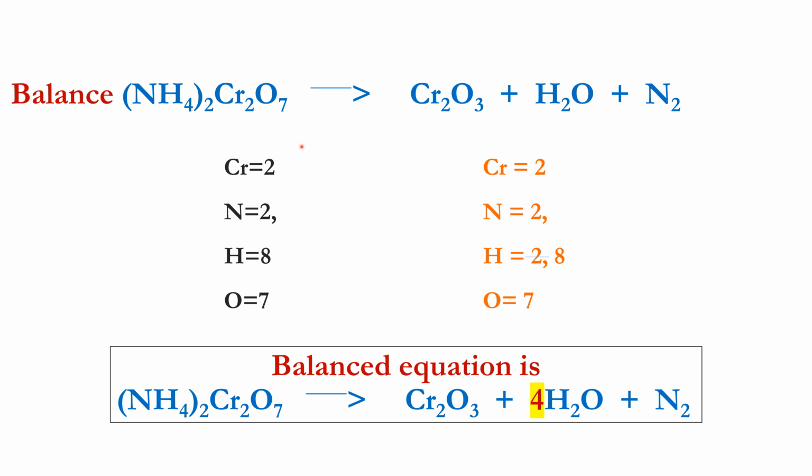So the next and the last one then is oxygen. How many oxygens do we have here? 7. But here we will have 3 here. Because we have already added 4 here, it will then be 7. So oxygen is also balanced. So then the balanced equation is this. So this is how to balance a chemical equation. You balance first the metal, then you go to the non-metal, then you balance hydrogen and oxygen last.